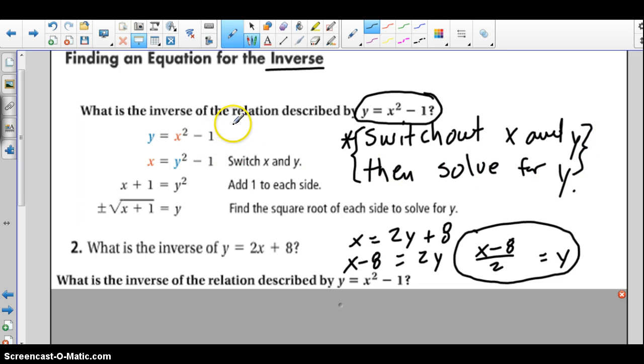Here was the original. And then the first thing is they switched out the x's and y's and then began to solve for y. They added 1 to both sides, then got rid of the square by taking the square root of both sides. And they also remembered that when you take the square root of both sides, you are now taking into account the plus and minus of that. We have solved for y. We have found the inverse.